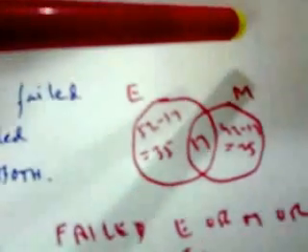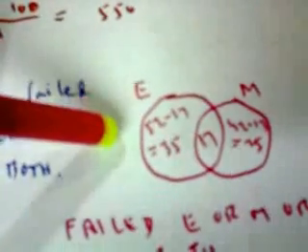We will use set theory here. This is English, this is maths. Common area, 17% failed in both. So only English, 52 minus 17, 35% failed in only English. 42 minus 17, 25% failed in only maths. Therefore, failed in English or maths or both will be 35 plus 17 plus 25.